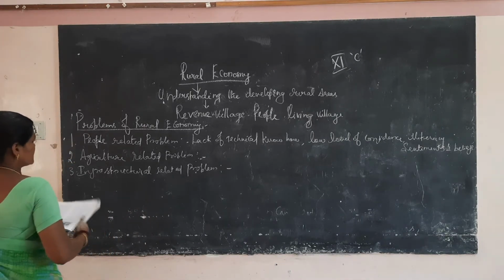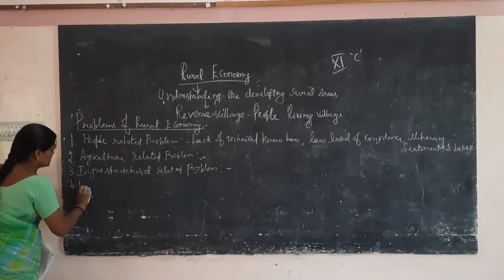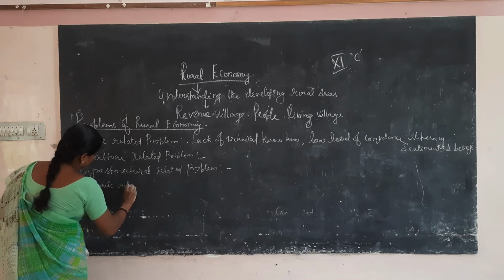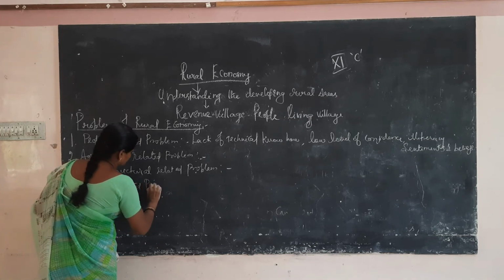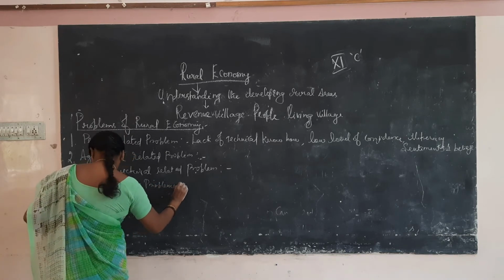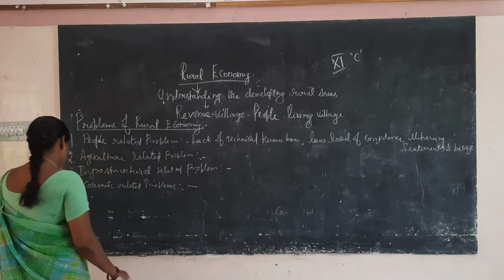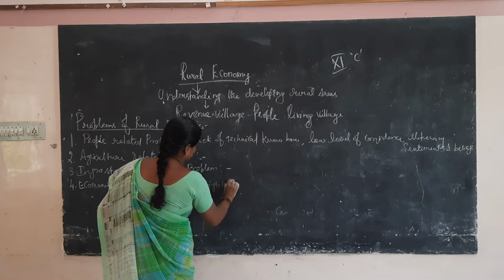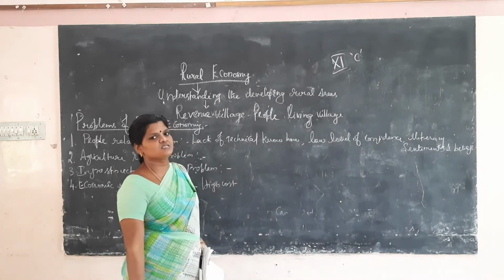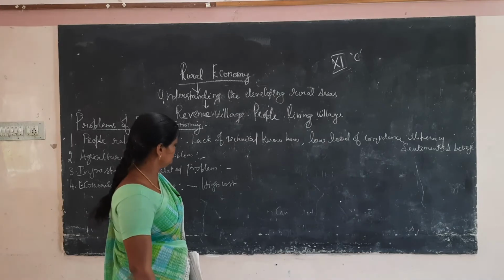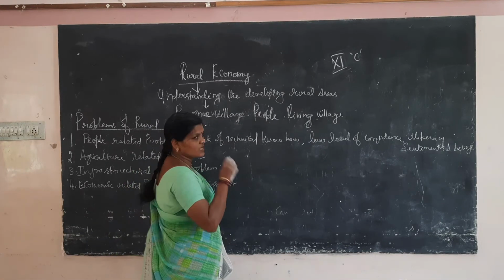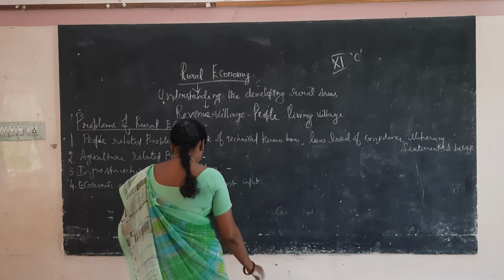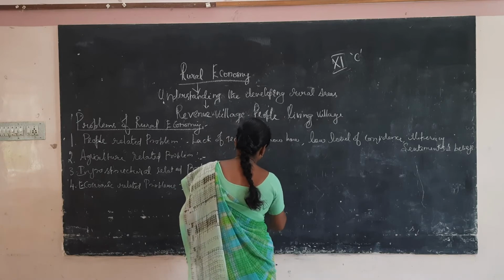Next one, economic related problems. Fourth one is economic related problems. Here, high cost technology, high cost of inputs. Because of LPG, we saw that the seed cost is very high for the agriculturists. Here, high cost inputs and high cost technology.